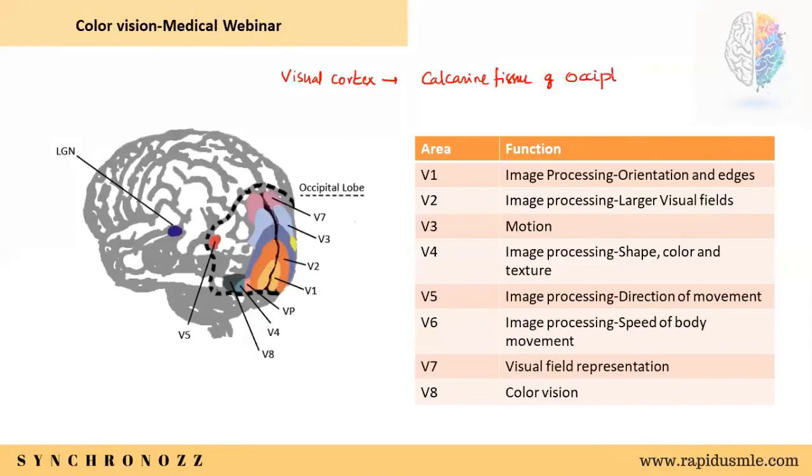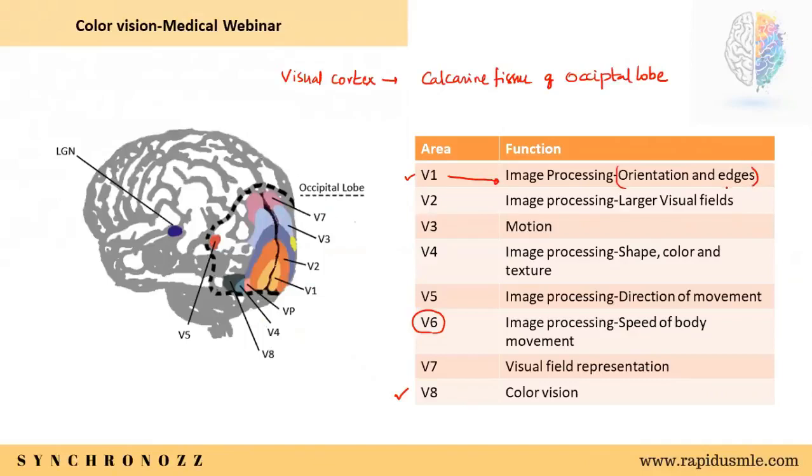So around the calcarine fissure of the occipital lobe, the visual cortex is located, and this visual cortex has 8 areas. In standard textbooks, they only gave 6 areas, but the latest Ganong mentions that there are 8 areas, and each area has a different function. Area V1 is associated with giving out the details of an image, that is the orientation, and also the edges of the image are processed in area V1.